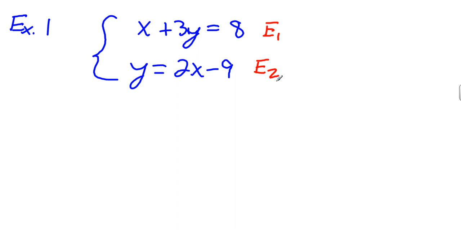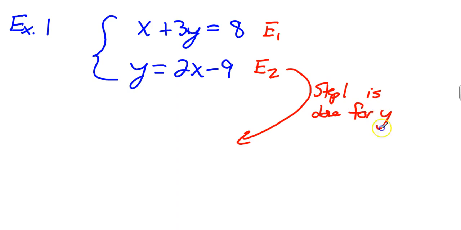Here's where, if they've got step 1 done for you, it speeds this process up, because in this one, step 1 is already done. If step 1 is done for you, then definitely go ahead and do substitution. If it's not, then we'll show you what I would do. Okay, so step 1 is done for us.